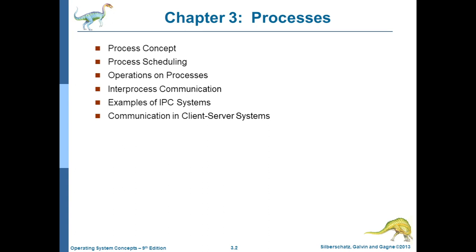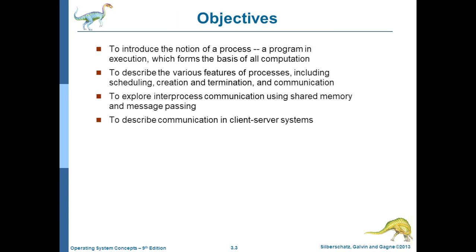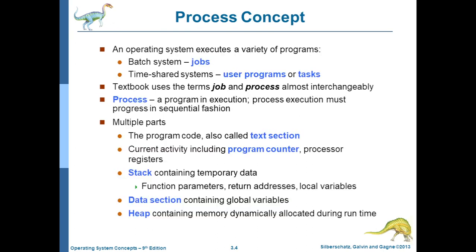Process concept, what is process scheduling, what are operations on processes, what is inter-process communication, examples of inter-process communication, and communication in client-server systems. The objective of this chapter is introducing the notion of a process, introducing various features of a process, scheduling of a process, creation, termination, and communication of processes, to know about inter-process communication, and to describe communication in client-server systems. These are the objectives of this chapter.